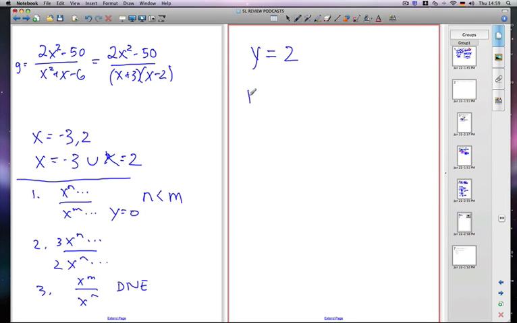Okay, so the domain. There's nothing restricted on the x according to our function. So x is all real values except negative 3 and 2. So how do I write that? So x, comma, x cannot equal negative 3, comma 2.